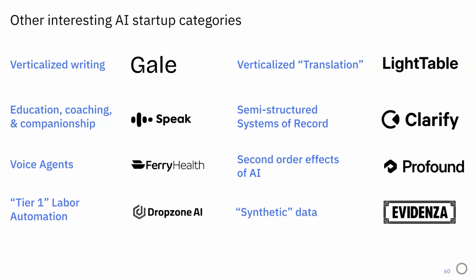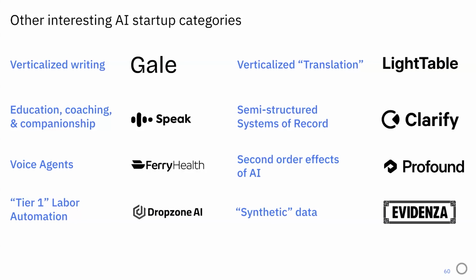LLMs, as I've touched on, are good at rethinking semi-structured systems of record. Think, for example, CRMs. We think in all of these categories, there's going to be AI native products that kind of replace the incumbents. There's also some cool second order effects of AI.